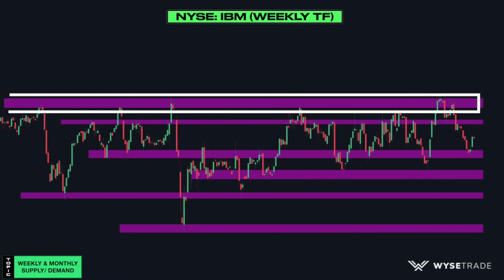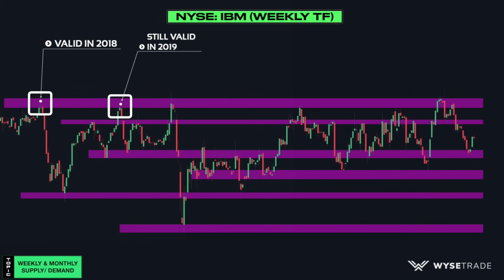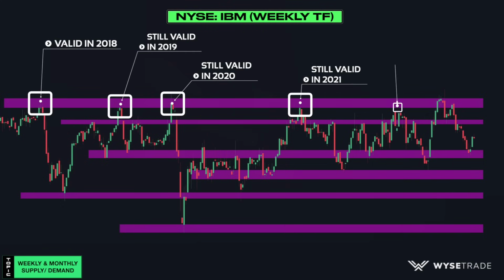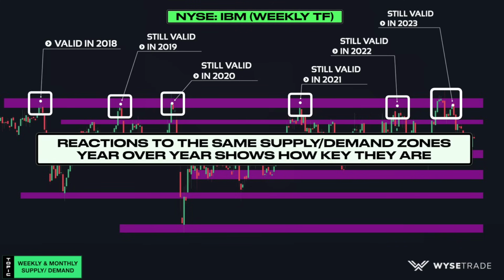This swing high supply zone at the top here was valid all the way back in 2018. It was still valid in 2019, still valid in 2020, still valid in 2021, still valid in 2022, and still valid in 2023. This shows how key these higher time frame supply and demand zones are.